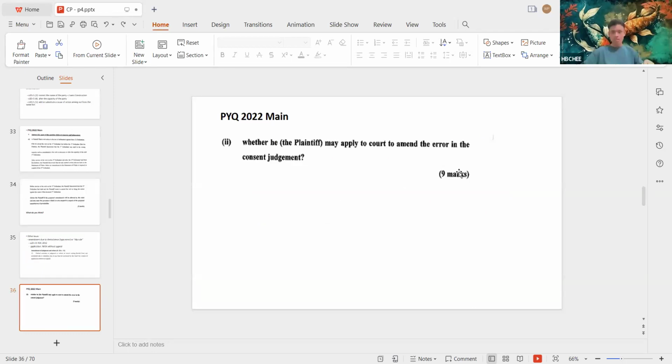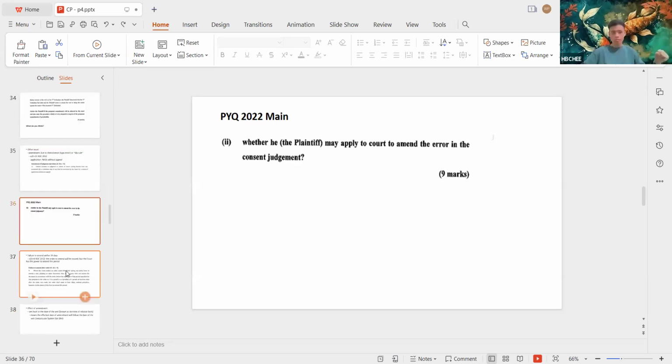But since this is a 9-mark question, maybe you have to put a bit longer on the general rule and then the factors, and then now it talks about Order 20 and Rule 11, then you can go on.